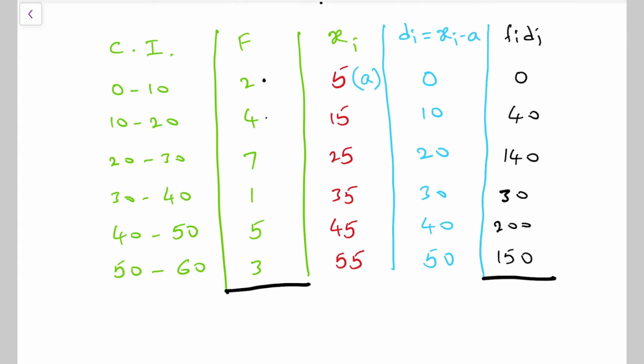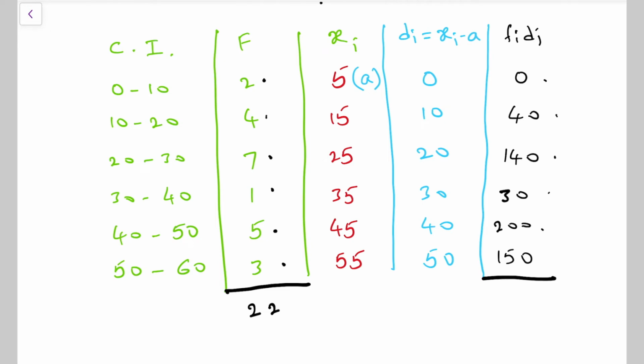Frequencies, if we add 2 plus 4, 6, 6 plus 7, 13, 13 plus 1, 14, 14 plus 5, 19, 19 plus 3, 22. Next, adding all these fidi. 0 plus 40, 40. 40 plus 140, 180. 180 plus 30, 210. 210 plus 200, 410.